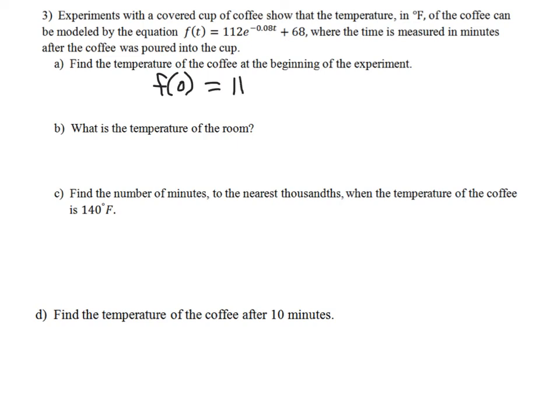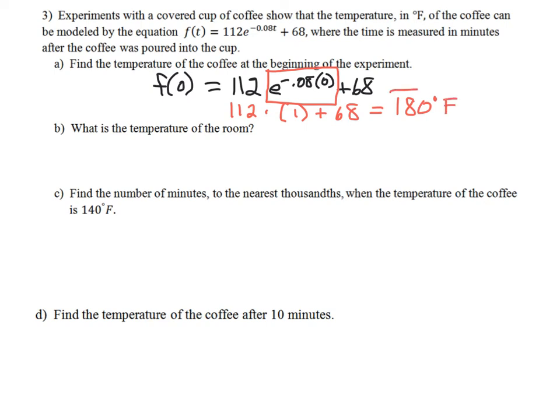So I want to substitute 0 in for my time. So I'm going to say 112 e to the negative 0.08 times 0 plus 68. Now if you look at that carefully, this part right here is just a number raised to a 0. Anytime I have a number raised to a 0, that value is just going to be 1. So I really have 112 times 1 plus 68. Adding those two values together, I see that my coffee is starting at 180 degrees Fahrenheit.